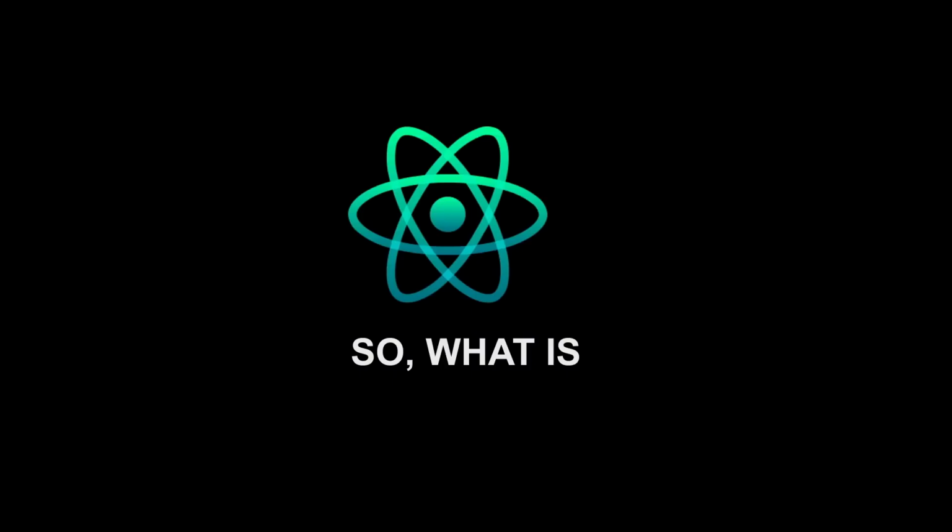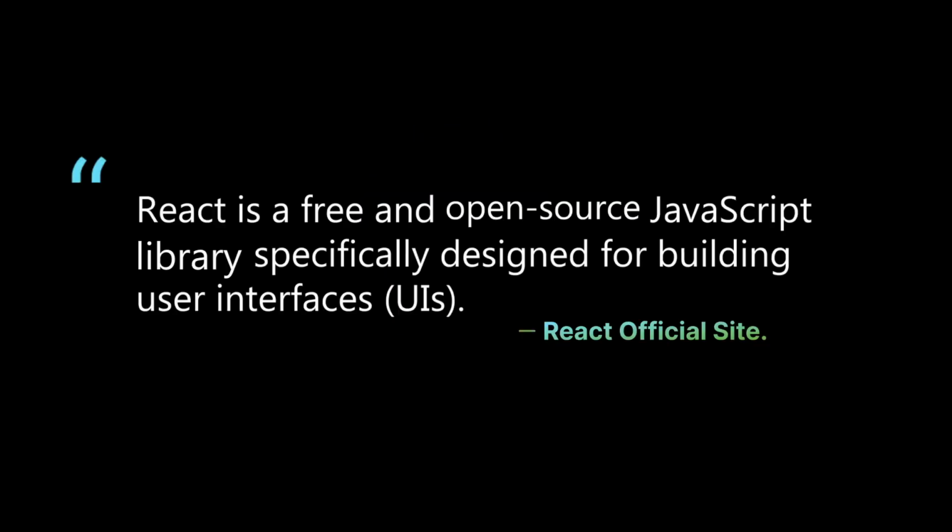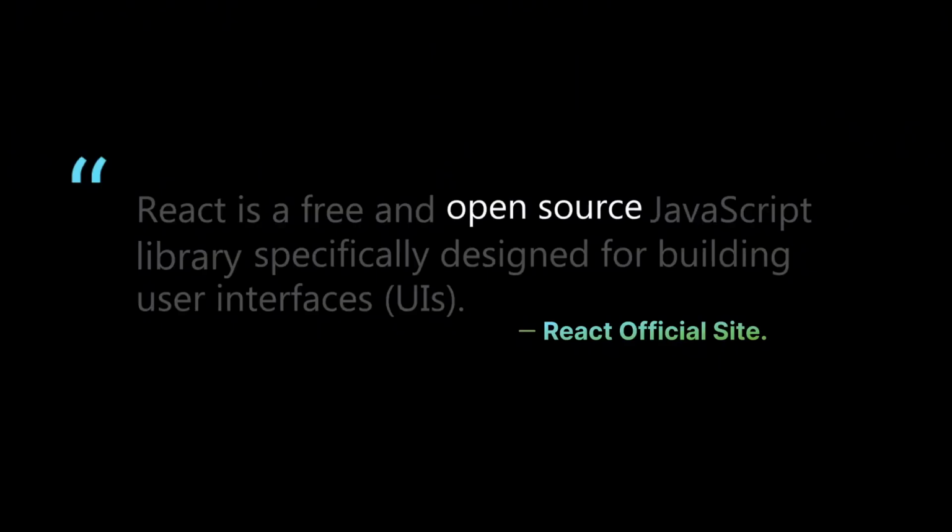So what is React.js? React is a free and open source JavaScript library specially designed for building user interfaces. Now there are a few buzzwords in this definition. Let me clarify that for you. So the first one we have is open source. So what is open source? Open source refers to the type of software or basically anything where the source code is made available to the public. This means that anyone can view, modify, and distribute the code of that specific thing, and in our case, in React.js.